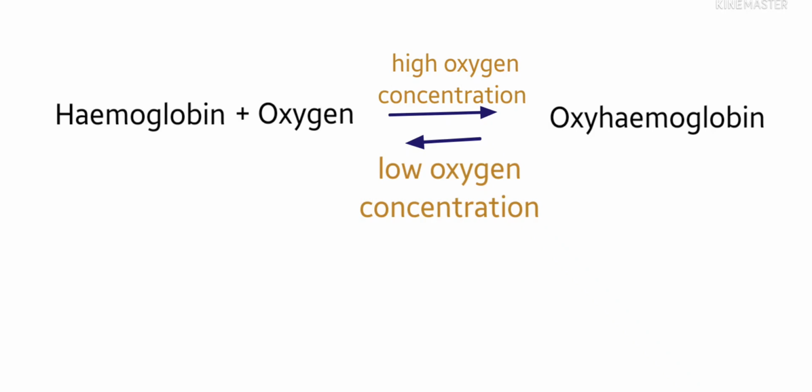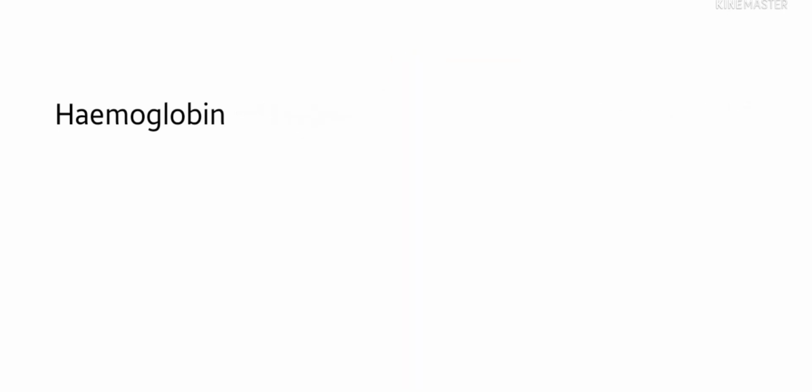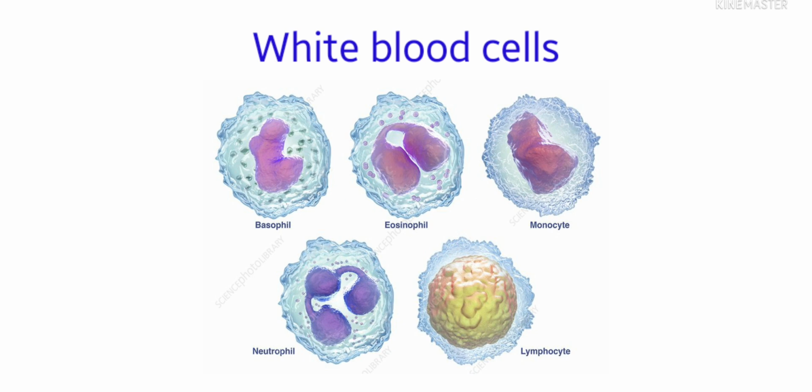Hemoglobin reacts with oxygen to form an unstable substance called oxyhemoglobin. When the cells need oxygen, this oxyhemoglobin breaks down and releases the oxygen, which diffuses into the cells and is used in respiration. There are about 5 million red blood cells in 1 cubic millimeter of human blood. Next, we will discuss the white blood cells or leukocytes.